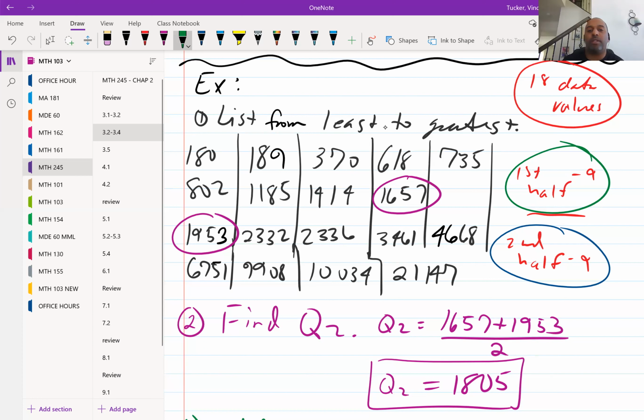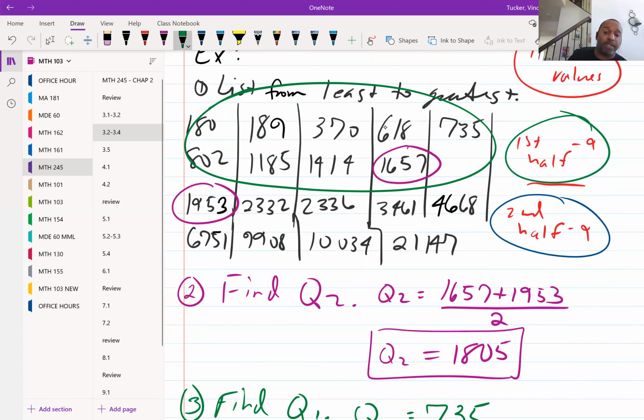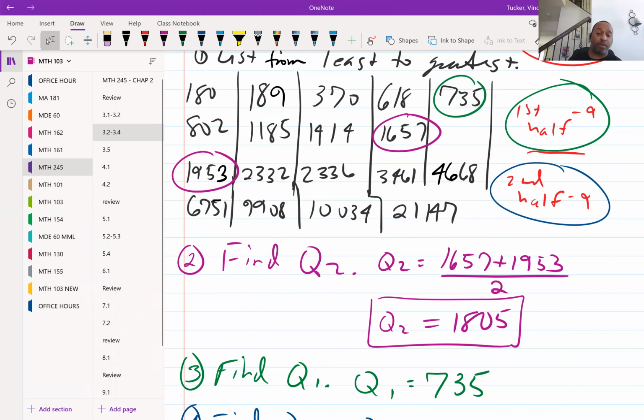All right, everybody good before we go to the next one? All right, so if you notice right here, I've got my first half of data. Remember, I split it into half. So I had 18 data values altogether. That means I have 9 in the first half, 9 in the second half. So that's an odd number. So there are an odd number of data values here, which means I have a legit middle number, which would be just 735. So Q1 would be 735.